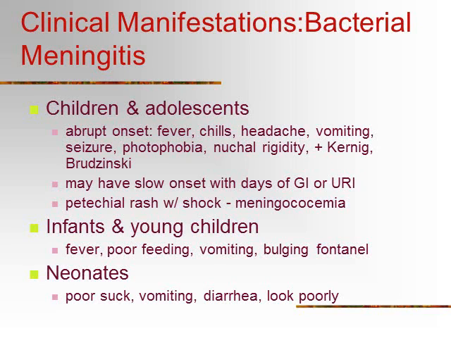And then they could also have GI or URI symptoms, a petechial rash if it's caused by meningococcemia. And then infants and young children can have fever, poor feeding, vomiting, or a bulging fontanelle. So that fontanelle is kind of a little window into the brain, lets you know what's going on. If there's increased ICP, then you'd have a bulging fontanelle. And then neonates are kind of more vague symptoms, like poor suck, vomiting, diarrhea. They'll just look like they're not doing well.